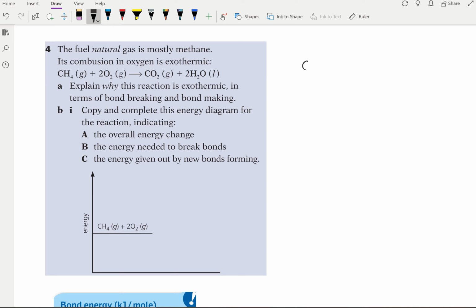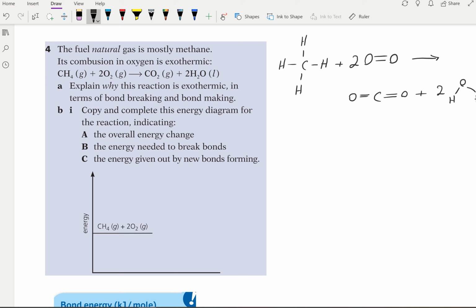The methane CH4 has this structure. It has four single bonds between the carbon and hydrogen. It reacts with two oxygen molecules, which is O double bond O, and it gives us carbon dioxide, which is C double bond O, and two water molecules, which have these structures and bonds.